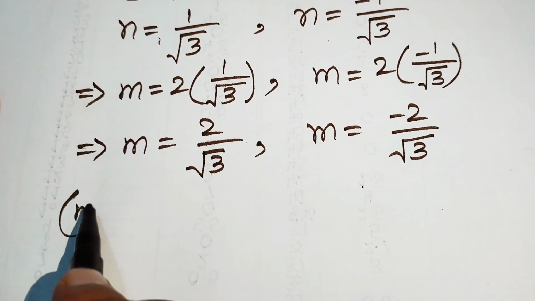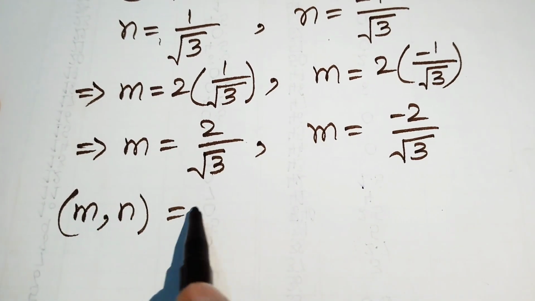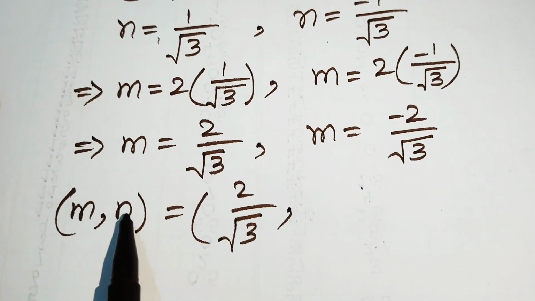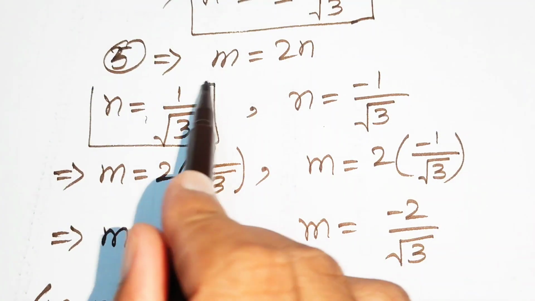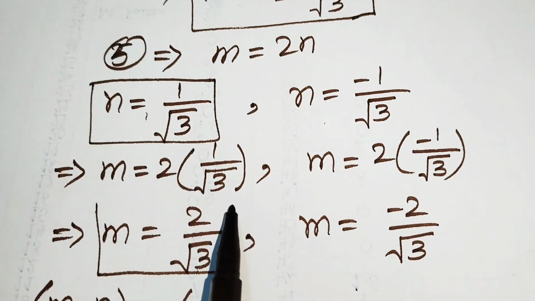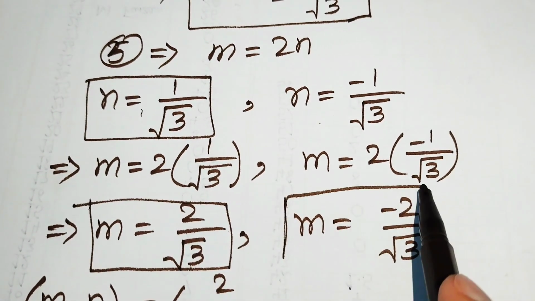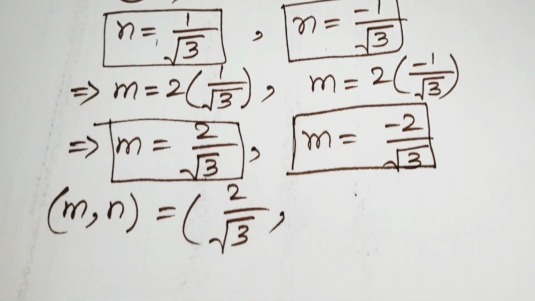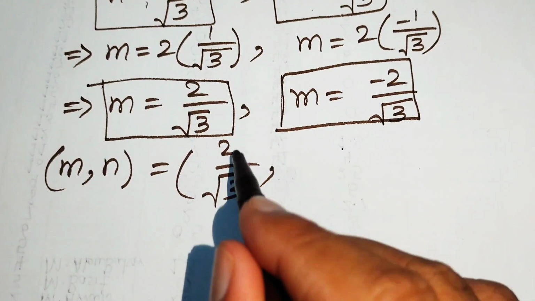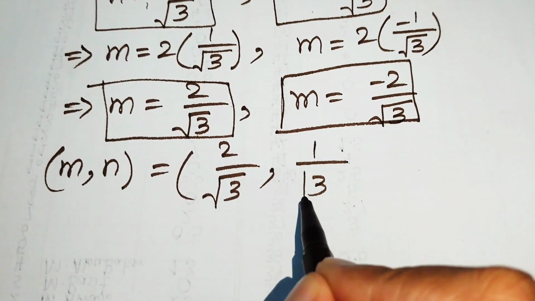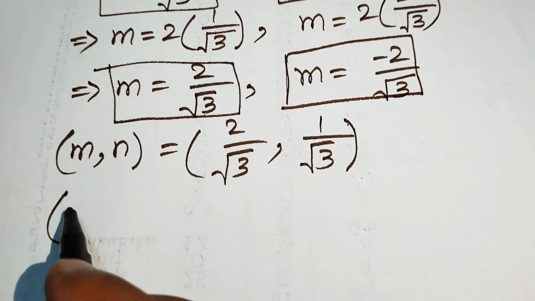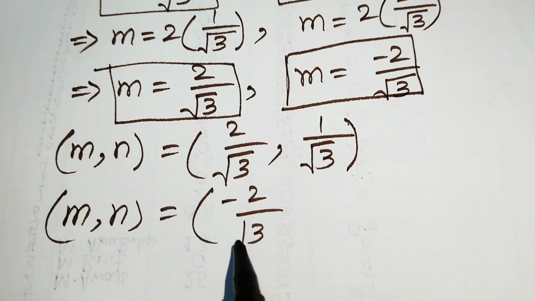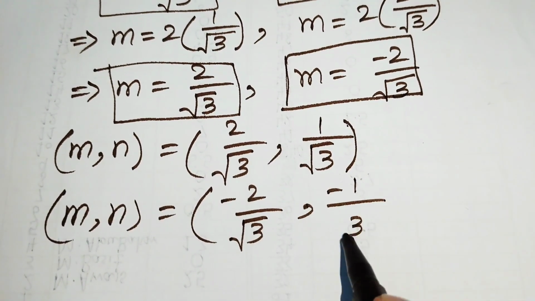So we have two solutions of the given equation. Our first solution is m equals 2 over square root of 3, with the corresponding value of n being 1 over square root of 3. So these are the two solutions of the given equation. The first solution is 2 over square root 3 and 1 over square root of 3, and the second solution is minus 2 over square root of 3 and minus 1 over square root of 3.